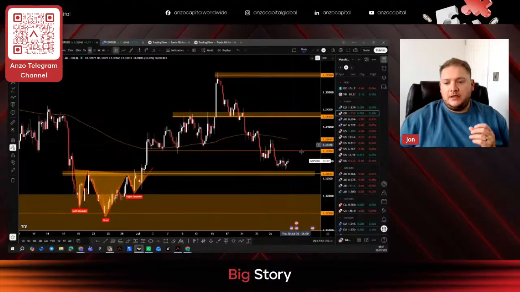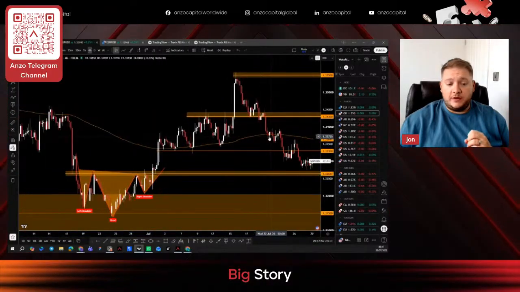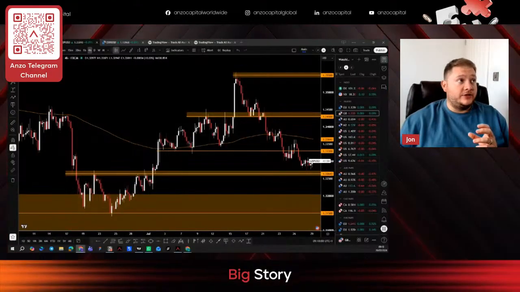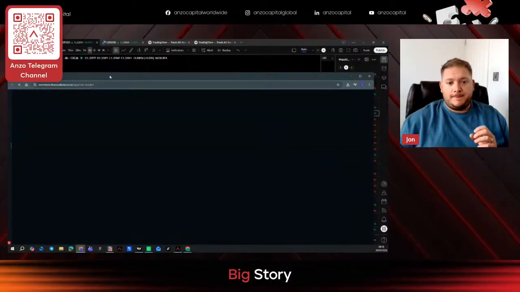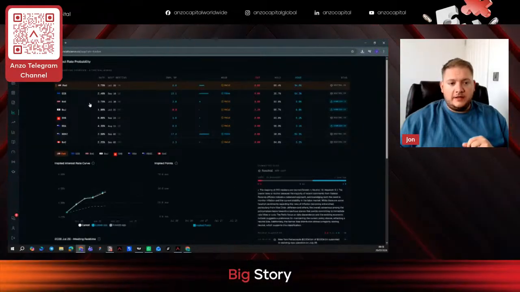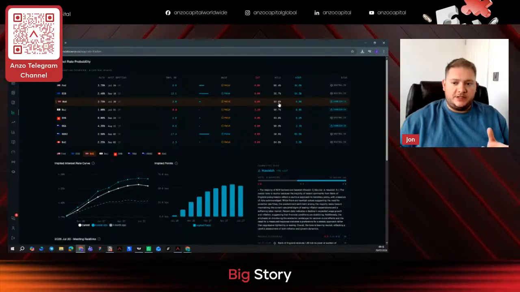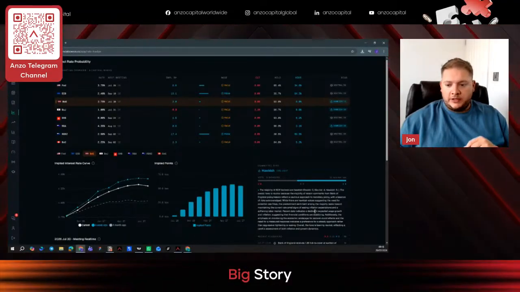However, we do have that Bank of England interest rate decision coming up tomorrow. Forecasts are we are going to see interest rates remain unchanged. If I just bring in our interest rate tracker, in here we can see the BoE at 3.75%, with a 92% chance of a hold. They are leaning a little bit more hawkish.